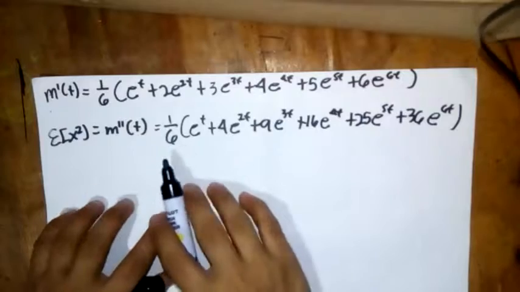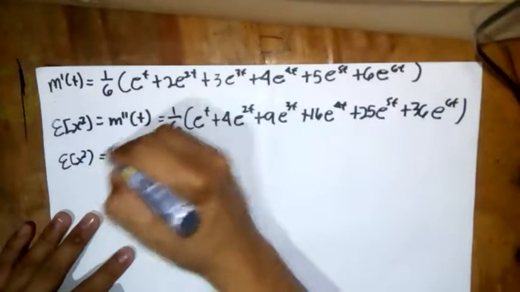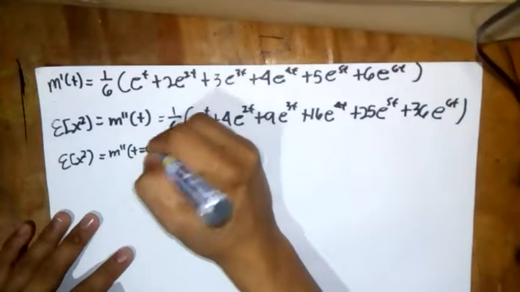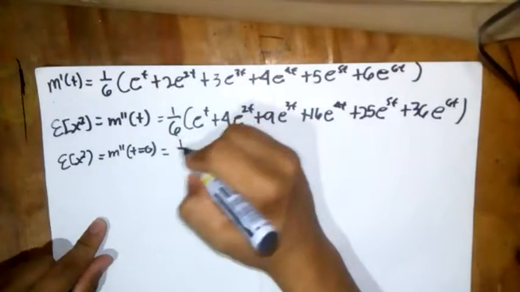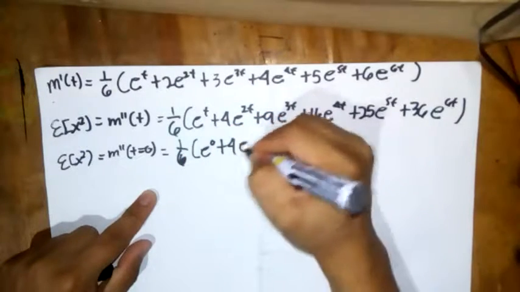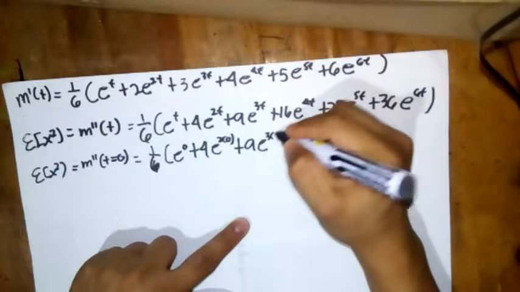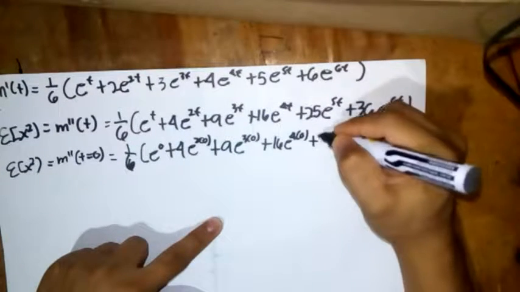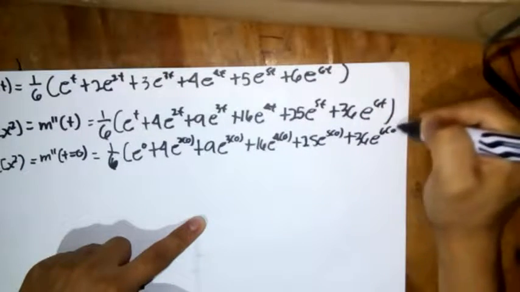So this is now our second derivative, and the expected value of x squared is the second derivative of the moment generating function where t is equal to 0. So we will let t equal to 0. So 1 over 6 times e to the 0, plus 4 e to the power of 2 times 0, plus 9 e to the 3 times 0, plus 16 e to the 4 times 0, plus 25 e to the 5 times 0, plus 36 e to the 6 times 0.